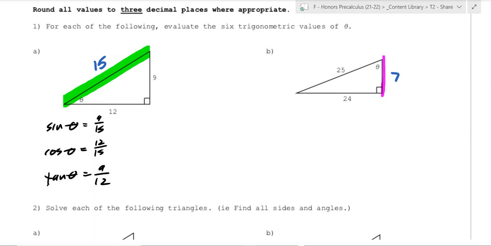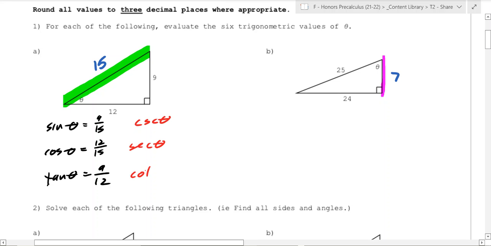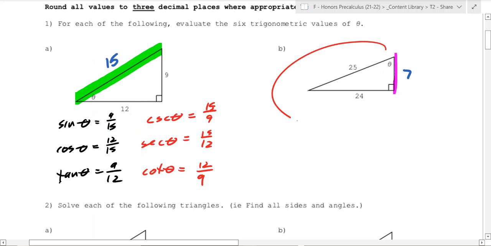What's the thing you list out first? Yeah, so this is cosecant of theta, this is secant of theta, and this is cotangent of theta. I did this a bunch in the video. You just flip them. So it's 15 over 9, and then 15 over 12, and 12 over 9. This gets really repetitive when you do these 6 trig functions. It should be really repetitive. And yes, you should know 7, 24, 25.